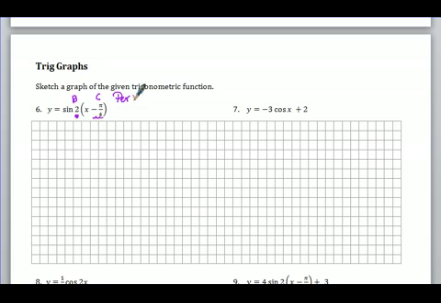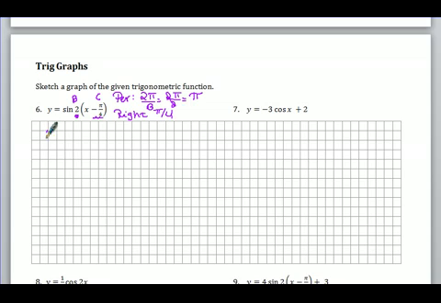For period, you need to remember our little formula, 2 pi divided by b. In this case, 2 pi divided by 2 is equal to 1 pi. So that means my period is 1 pi. I need to complete a full cycle of sine in 1 pi. Now this minus pi over 4, this is a horizontal shift. And remember, whenever we're shifting horizontally, we're going to go in the opposite direction of what we think. It says minus. We think that should be to the left. It's actually to the right. We need to shift right pi over 4.